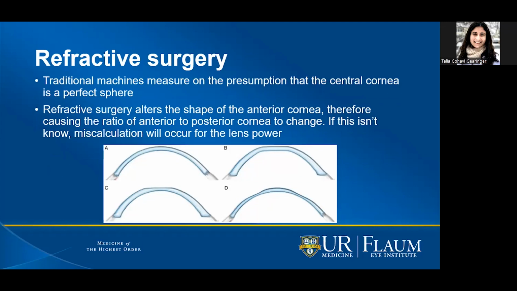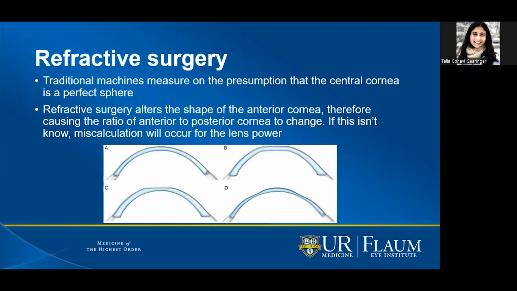B is going to be your RK patient. As you can see, the central cornea is flattened, but also the anterior and posterior cornea are flattened. RK, if people don't know what that is, was one of the original refractive procedures done in the 80s and early 90s. They were partial to full thickness radial incisions in the cornea in a spoke pattern, designed to flatten the central cornea to correct myopia.